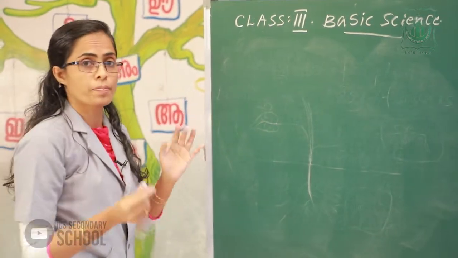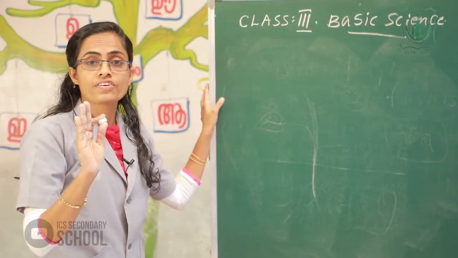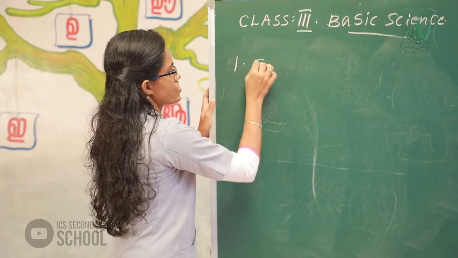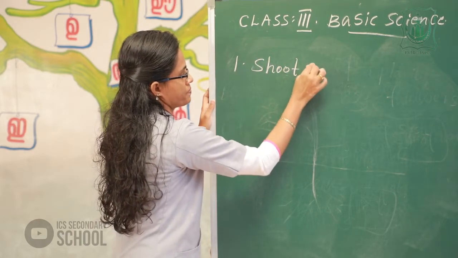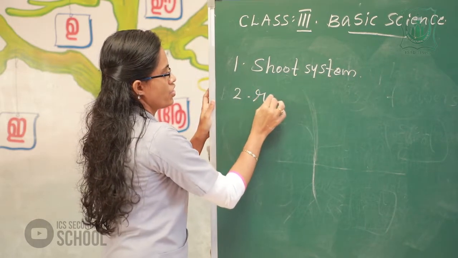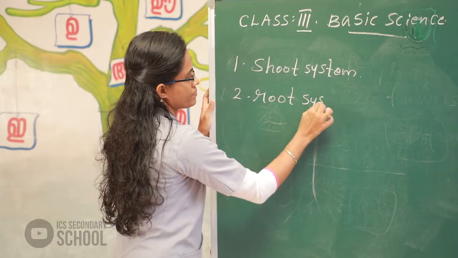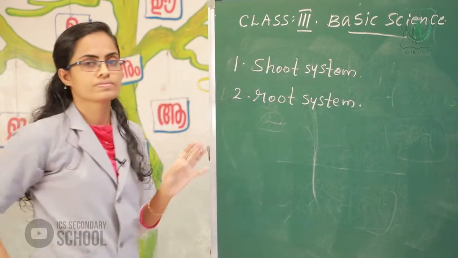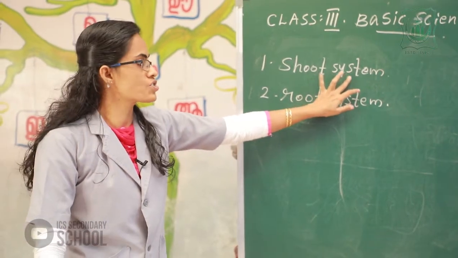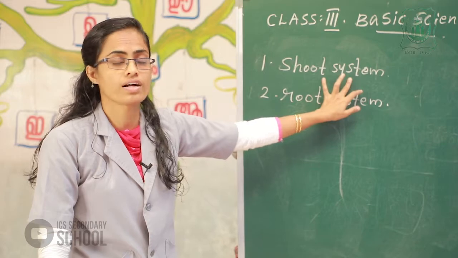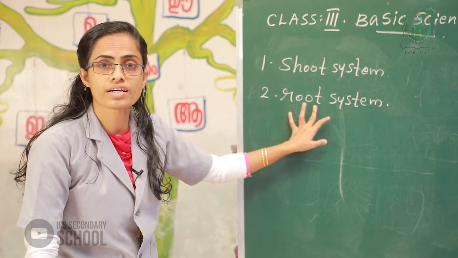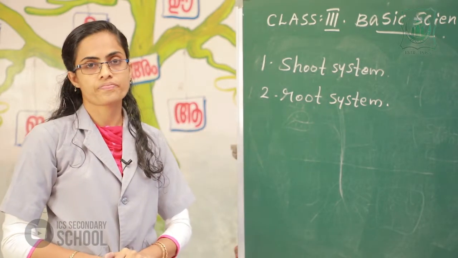I repeat once more, please listen here. The plant has two parts, the first one shoot system and second one root system. The part of the plant which grows above the ground is called shoot system, and the part of the plant which grows below the ground is called root system.